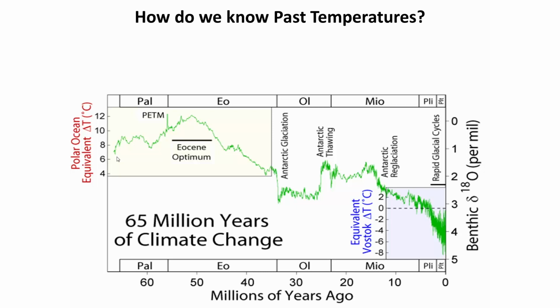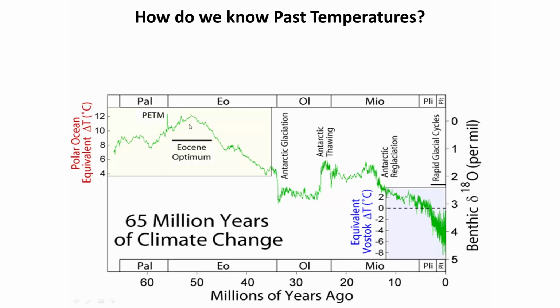So, we are looking at temperatures going back to about 65 million years here, and you can see the polar ocean equivalent temperature change going back to when the dinosaurs were just going extinct. The period was called Paleocene. So, you do not have to worry about these, but if you are a geology buff, then you know this is Paleocene, Eocene, Oligocene, Miocene, Pliocene, Pleistocene and so on. And you can see that the temperatures reached a very warm 12 degrees above the current climates in the polar ocean. Okay?